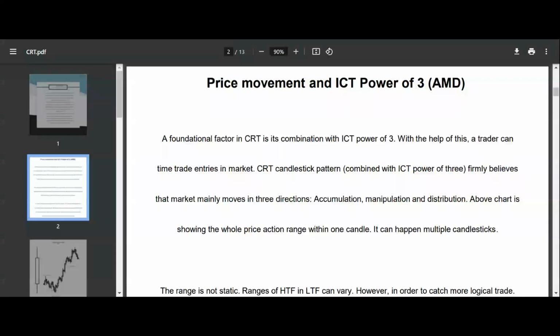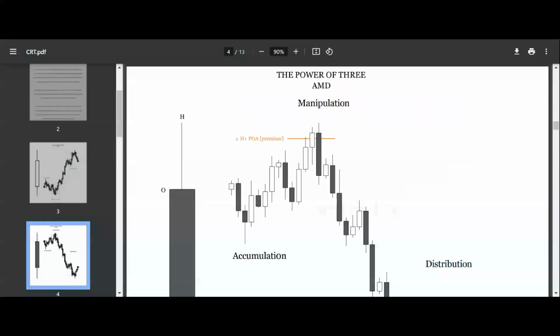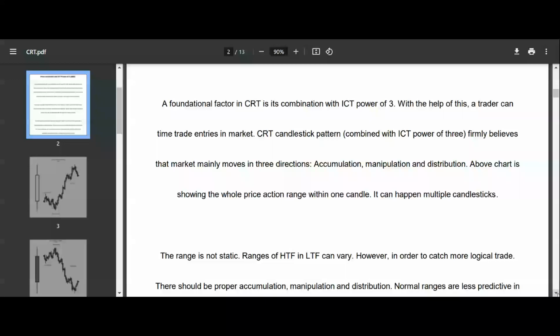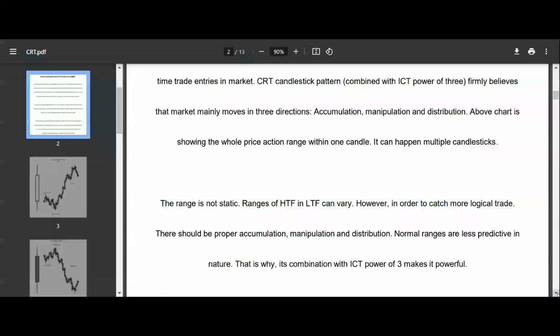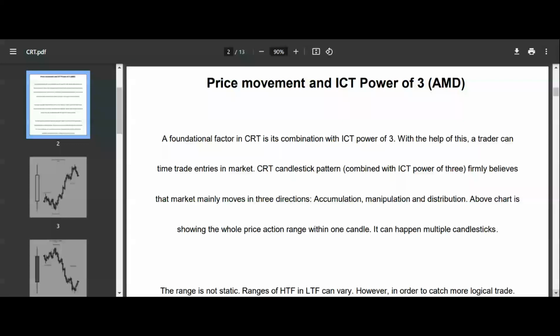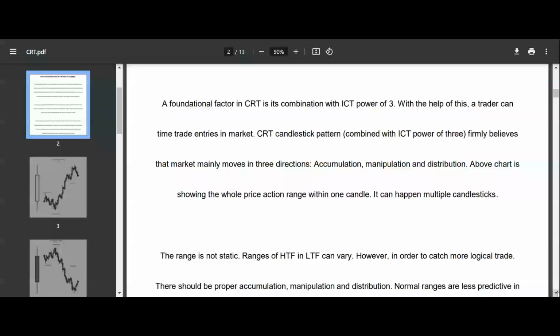Accumulation, manipulation, and distribution is all you need to understand the logic of trading CRT. In order for you to catch a logical trade, there should be a proper accumulation, manipulation, or distribution of a normal range. Without that, you shouldn't take a trade.